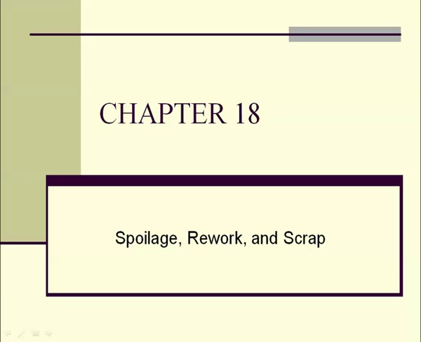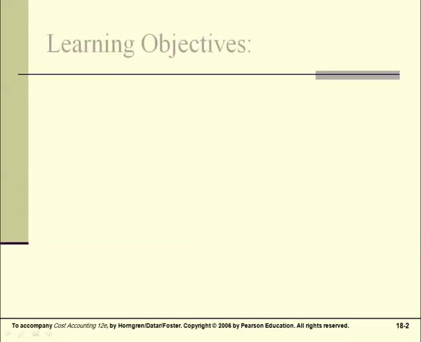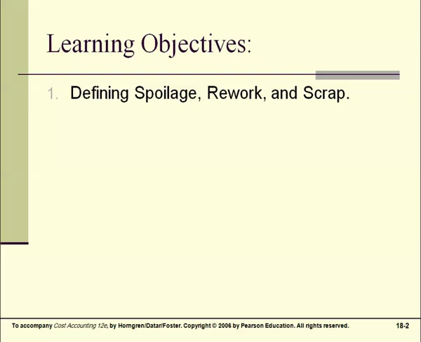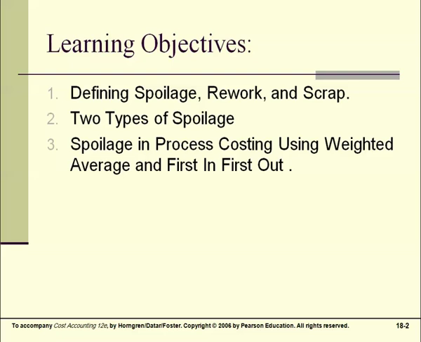Today we are going to discuss Chapter 18, Spoilage, Rework, and Scrap. Learning objectives of the chapter. Number 1, defining spoilage, rework, and scrap. Number 2, identifying two types of spoilage. Number 3, spoilage in process costing using weighted average and first in, first out.